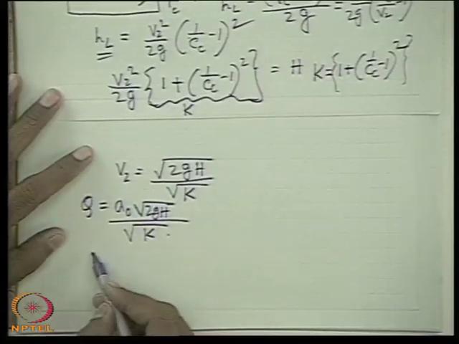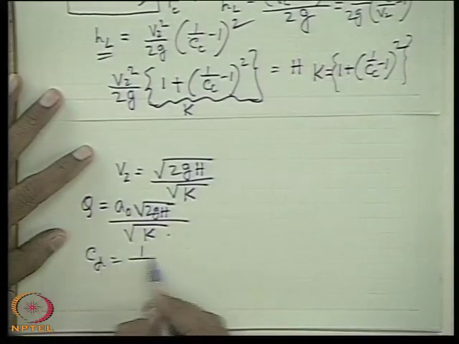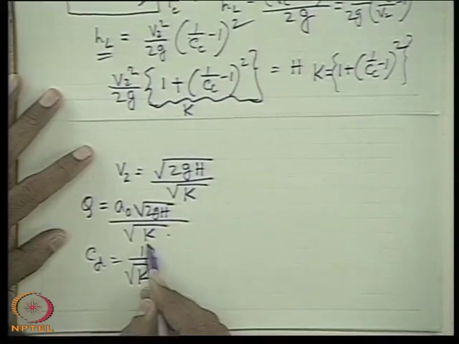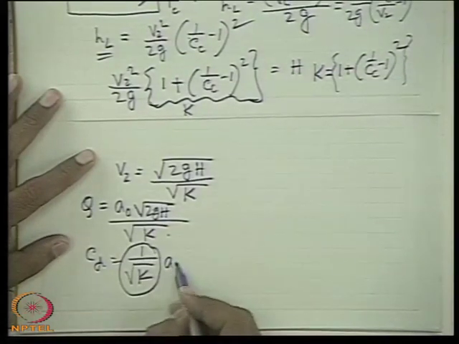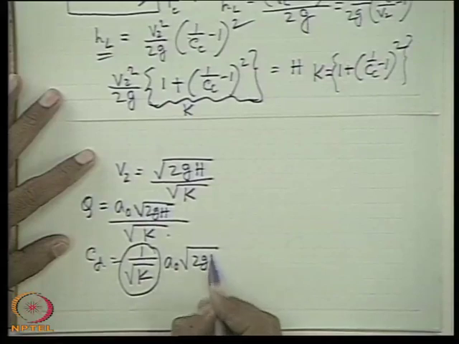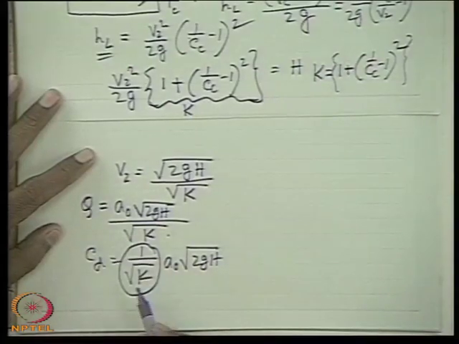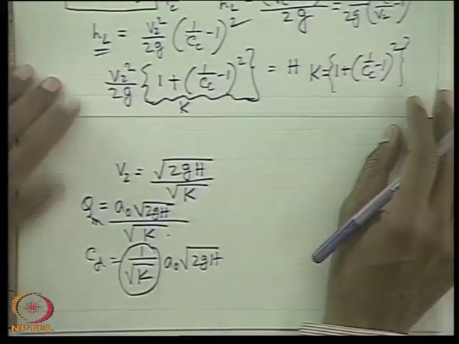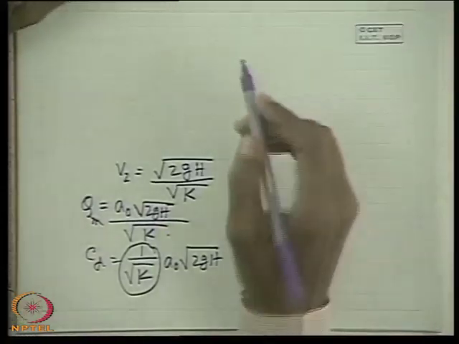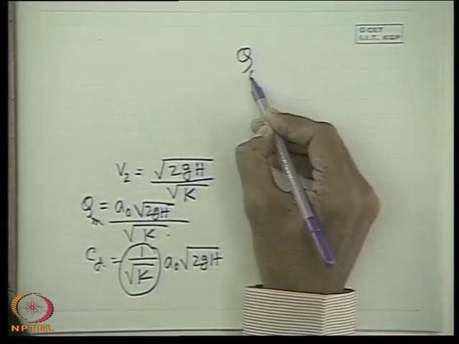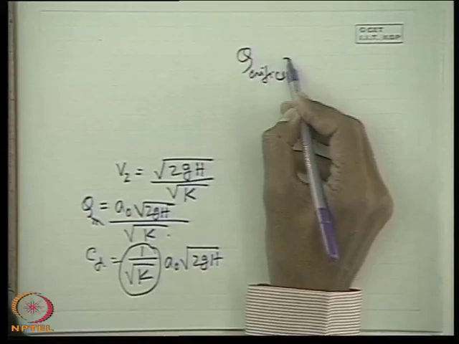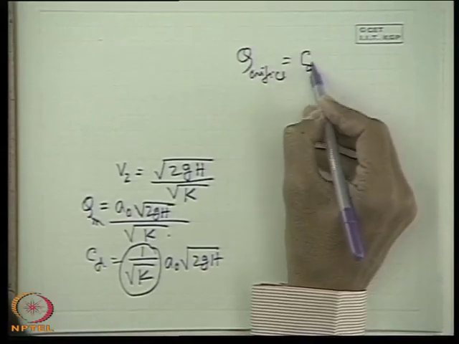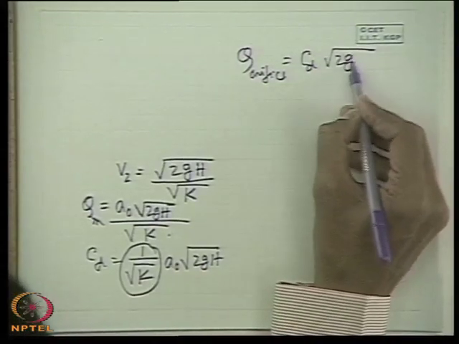That means we can tell that CD for the mouthpiece is 1 by root over K. This acts as the CD for the mouthpiece into A0 root over 2GH. This is the mouthpiece QM. Now, what is the Q for the orifice? Q for the orifice is CD into root over 2G under the same head.